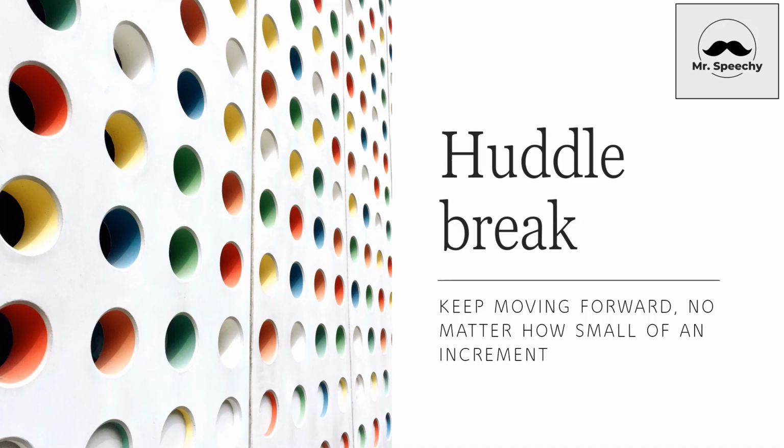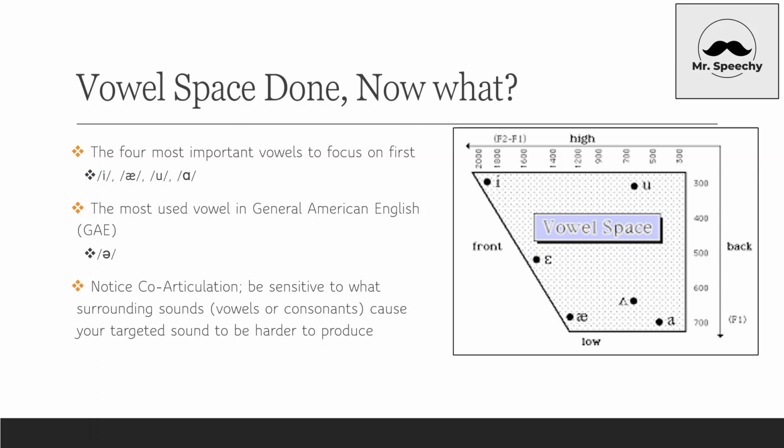Okay, huddle break. Right before we go into you now practicing and developing a vowel that is a little bit out of place, a vowel that you know is way off, I need to develop it. Before we do that, we first need to go over this. So the four most important vowels to focus on first for you, if you have any of these that are off, are the E sound, the U sound, the A sound, and the AW sound.